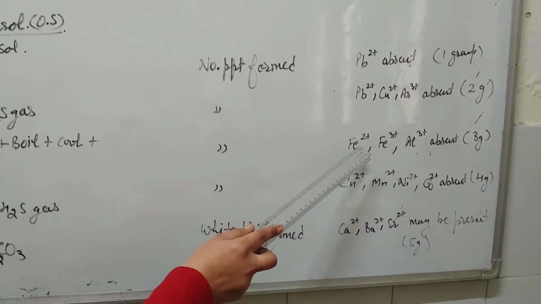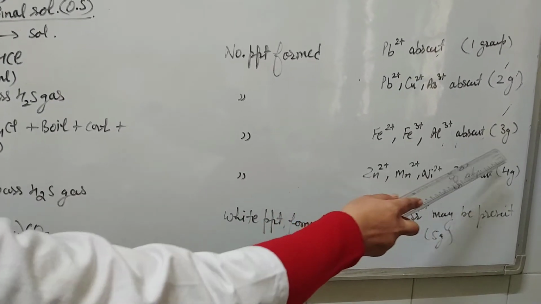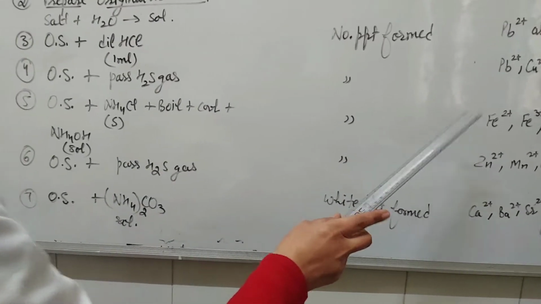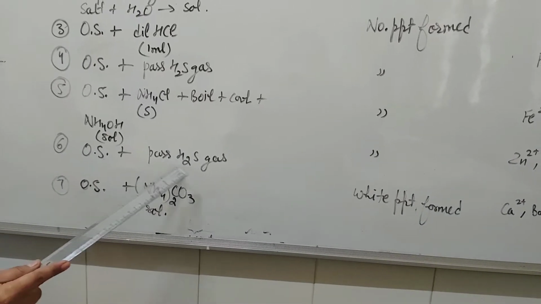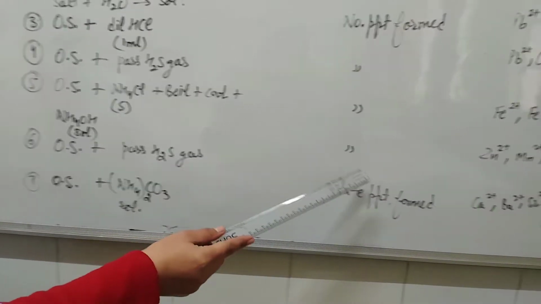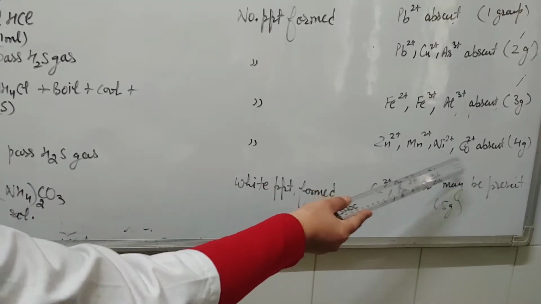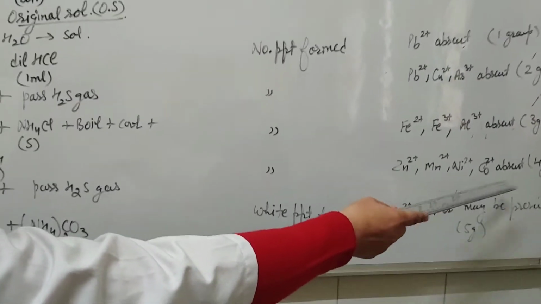In the third group, which ions are present? These are ferrous, ferric, chromium and aluminium ions. They belong to the third group. They all are absent here. Now again we will do the test for the fourth group. Here we will pass the H2S gas. No precipitate forms. Zinc, manganese, nickel, cobalt are all absent. Means fourth group elements are absent.